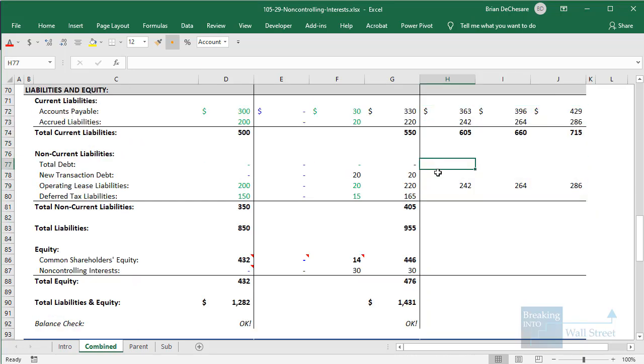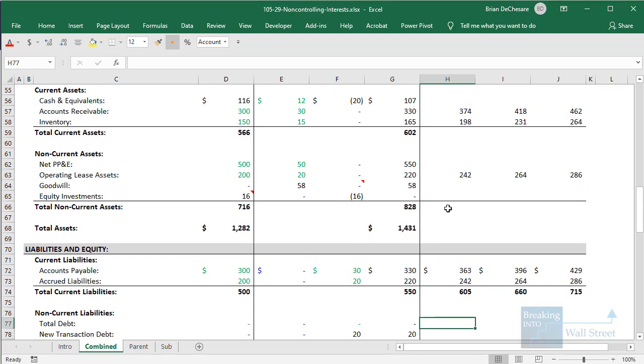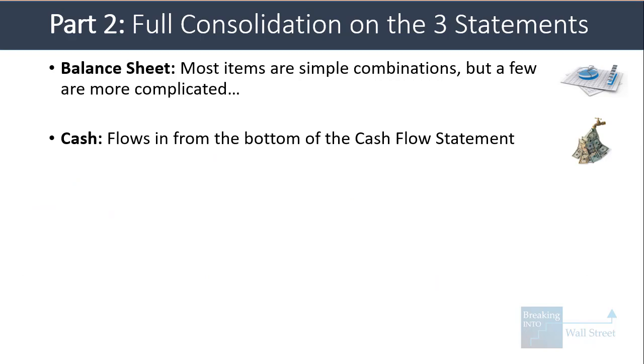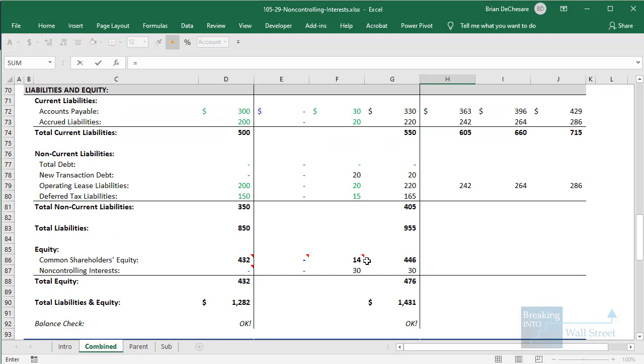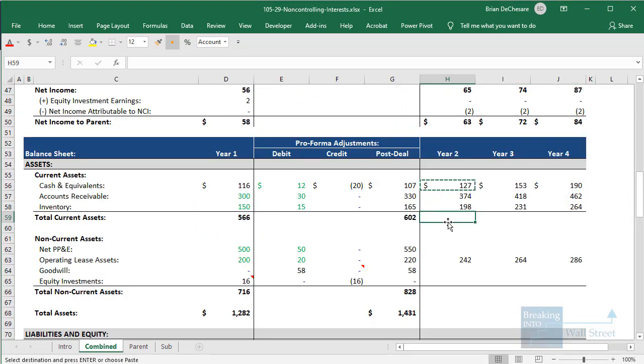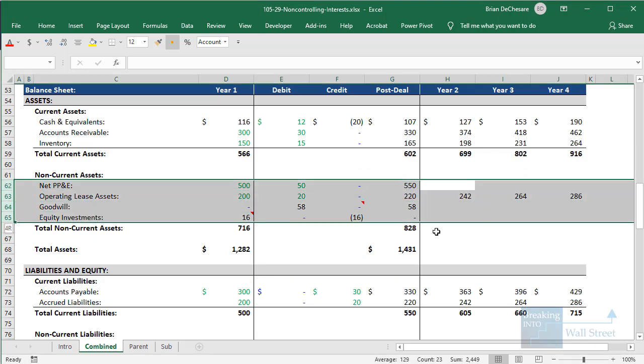But many of the items are not and require more complex treatment, so let's go through them now and see what to do here. Cash is going to flow in from the bottom of the cash flow statement, so let's go and get that from down here where we calculated it. We can now add up total current assets. And then some of these other items here, net PP&E, goodwill, equity investments, these will have to be projected based on what's on the cash flow statement.